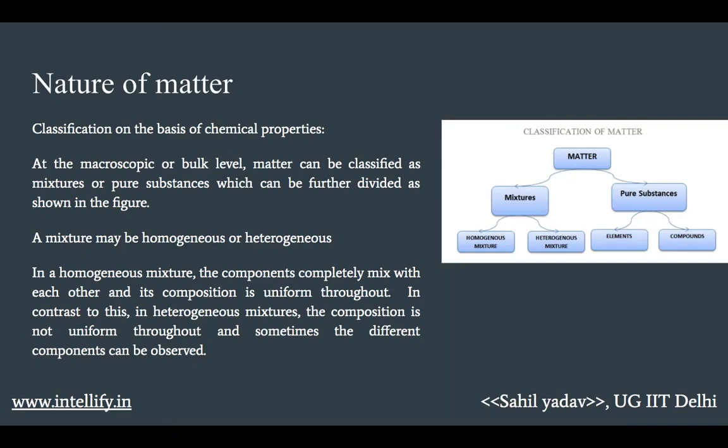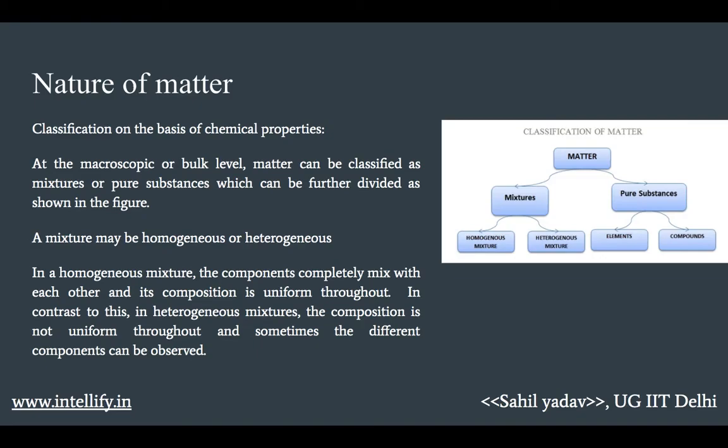A mixture has two or more substances, and these substances are called the components of the mixture. A mixture, as I told you, can be a homogeneous mixture or a heterogeneous mixture. Now, in a homogeneous mixture, the components completely mix with each other and its composition is uniform throughout. The examples are sugar solution and air.